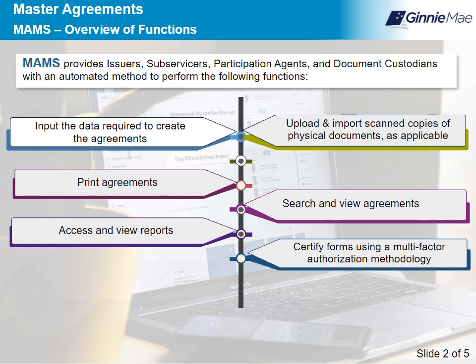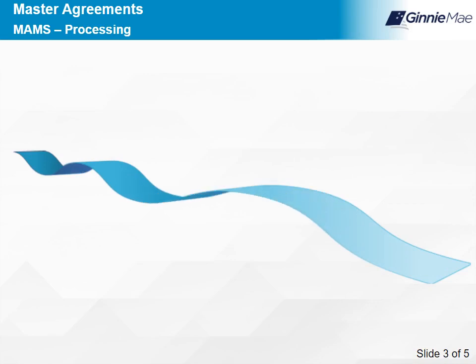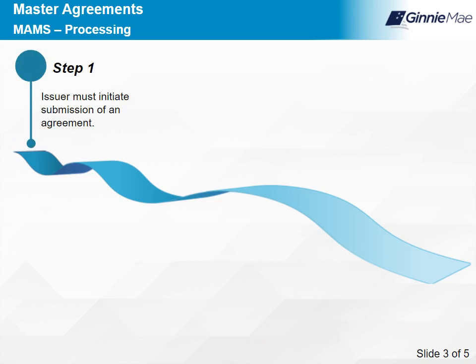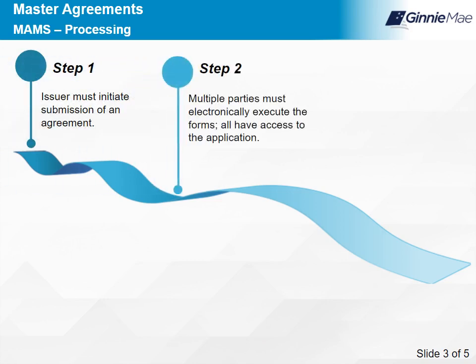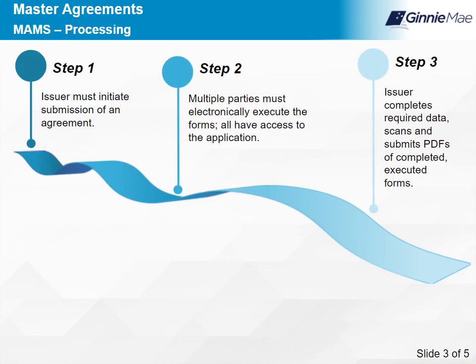To view the applications, users must complete the user registration form, which dictates their level of access. Select Next to continue. The MAMS users may submit their forms and corresponding documentation utilizing one or more of the following processes. The issuers must initiate the submission of an agreement. Multiple parties must electronically execute the forms. All have access to the application. The issuer completes the required data, scans, and submits PDFs of the completed executed forms.